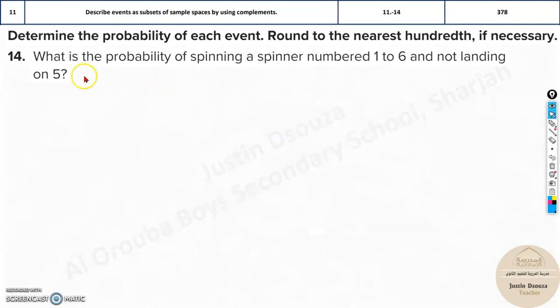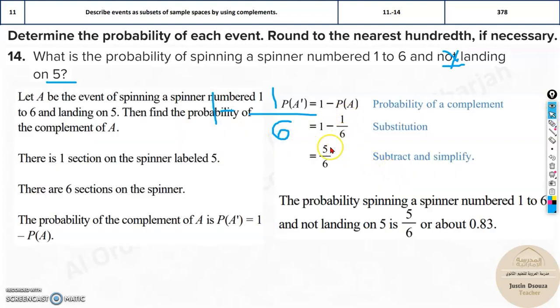There is one more problem. What is the probability of spinning a spinner numbered 1 to 6 and not landing on 5? Pause the video and do it by yourself now. I hope you have paused and tried it at least. Let's see. Don't think of the 'not' first. Let's see landing on 5. 5 is one possibility, and there are a total of 6 possibilities. So 1 minus 1 by 6 is the answer. 1 minus 1 by 6 is 5 by 6. That is 0.83. You need to round off to 2 decimal points.